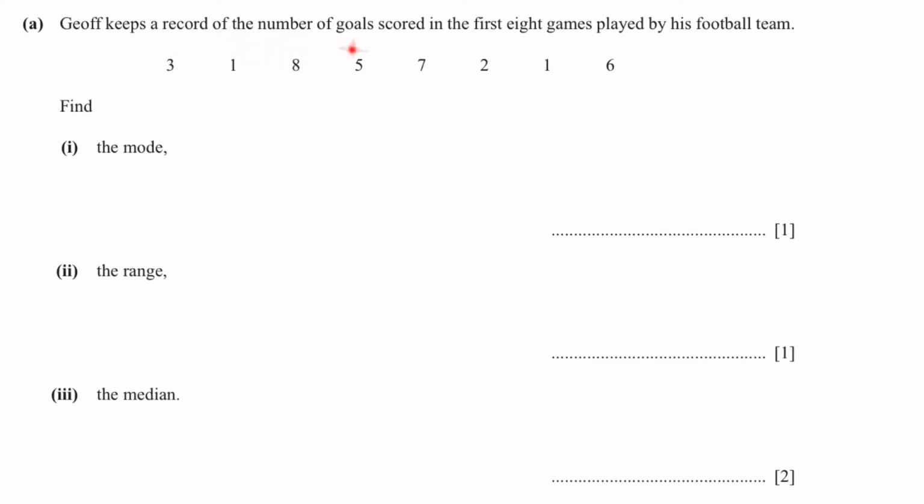Geoff keeps a record of the number of goals scored in the first 8 games played by his football team. So these are the numbers given. They are not arranged in an ascending order. So that's the first thing you need to do. Arrange from small to big.